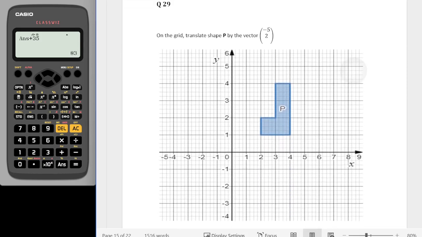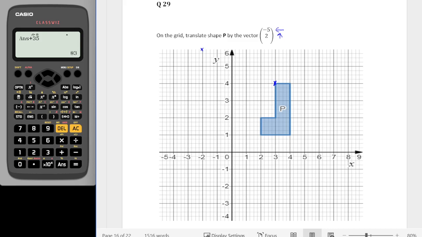Right, question 29. On the grid, translate the shape P by the vector of -5, 2. So I pick a point that I'm going to look at moving. The shape's orientation and size won't change, just the positioning. So -5 means 5 to the left, and then 2 up. So that point is going to go across 5 and 2 up, so that's going to go to there.